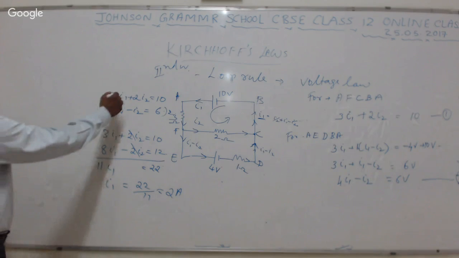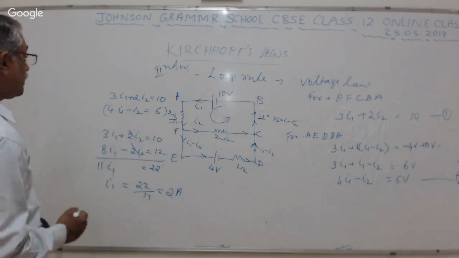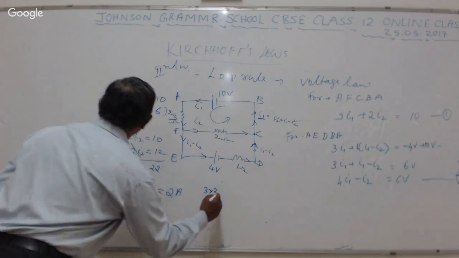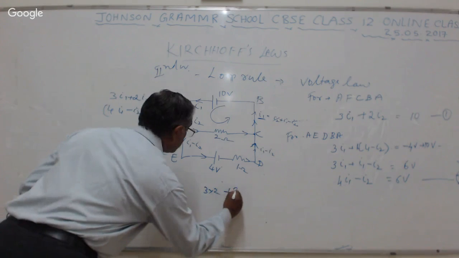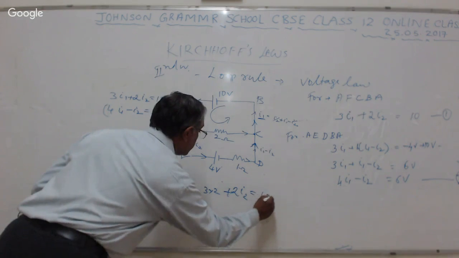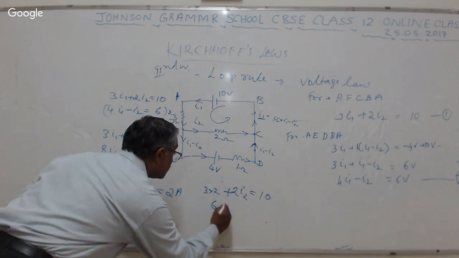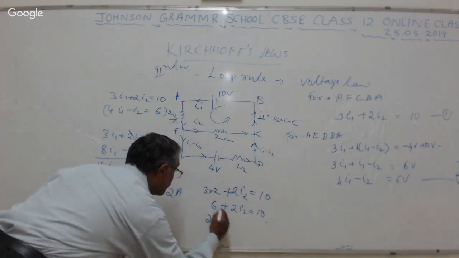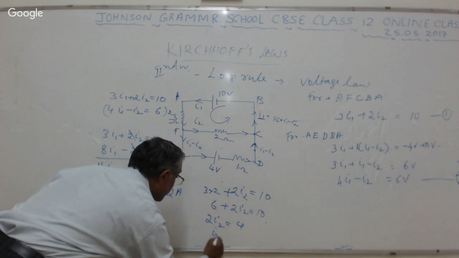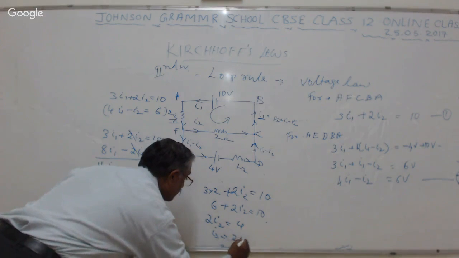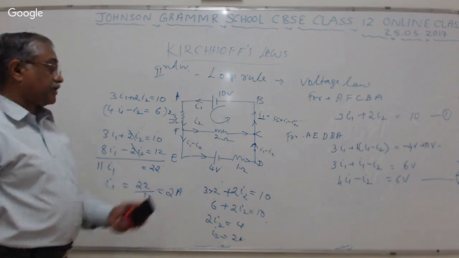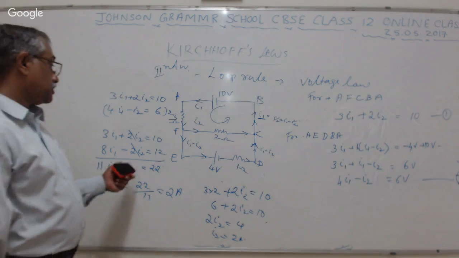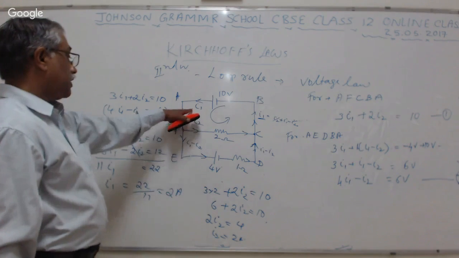If you substitute the value of I1 in any one of the equations, you will get I2 also. Suppose in this equation you substitute, 3I1 is 3 into 2, that is 6, plus 2I2 is equal to 10, or 2I2 is equal to 10 minus 6, which is 4. So I2 is equal to 4 by 2. So we get the value of both currents there. So we can solve the equations there. So this I2 is coming this way and I2 is coming this way.